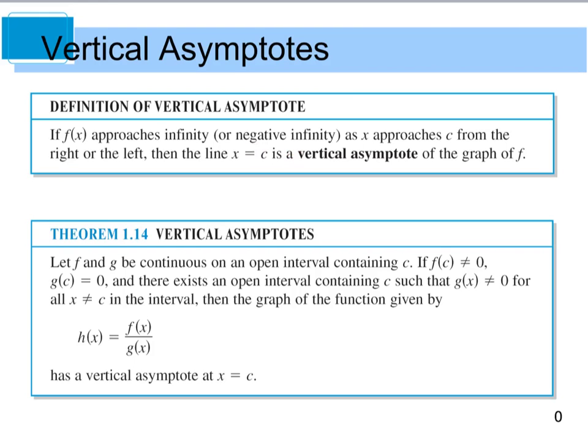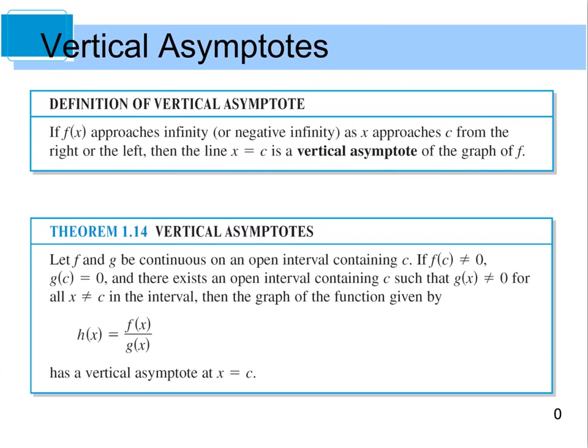Because remember, your function's undefined there. Okay, and Theorem 1.14 says that if f and g are continuous on an open interval that contains c, and f of c is not equal to 0, but g of c does equal 0, then there's an open interval that contains c where your function g of x is not equal to 0. So it kind of gives you something like this right here. Okay, and we know that we have a vertical asymptote at x equals c.